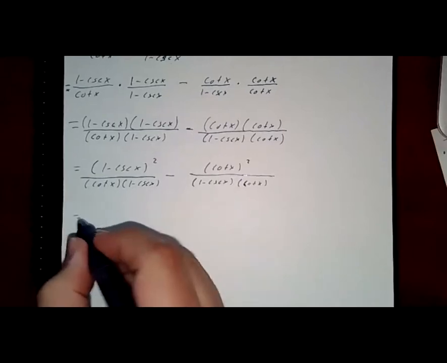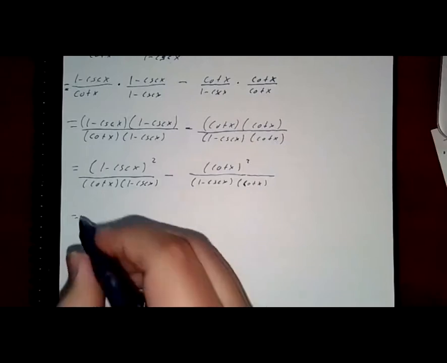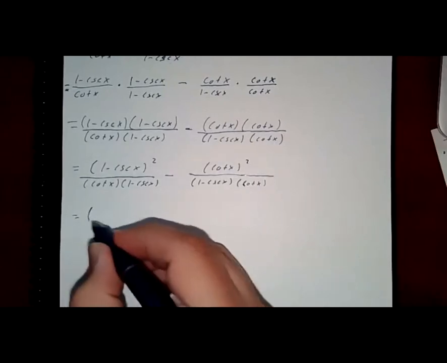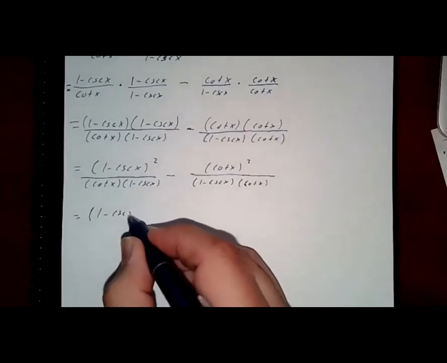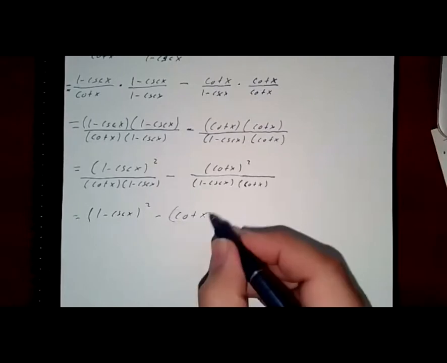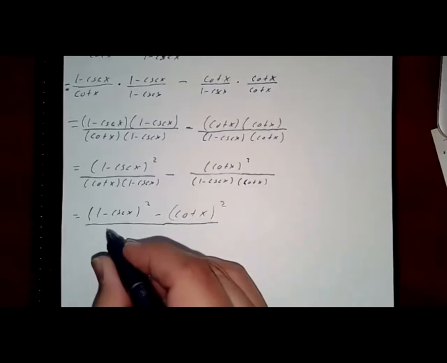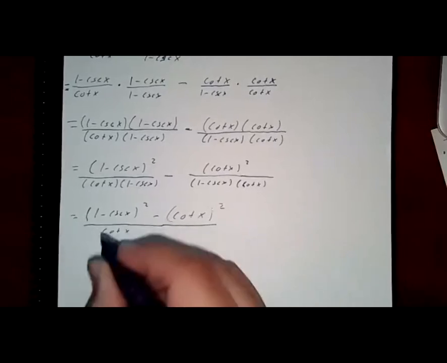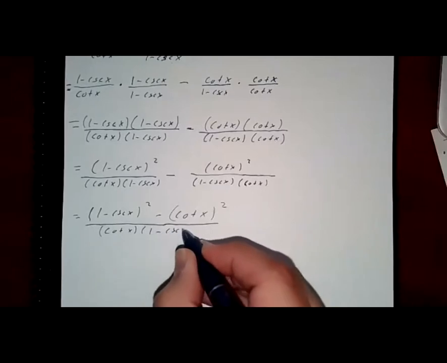All right. So combine the fractions. So you see the top parts are just multiplied, giving me a square. So this will be 1 minus cosecant x squared minus cotangent x squared over the same common denominator: cotangent x times 1 minus cosecant x.